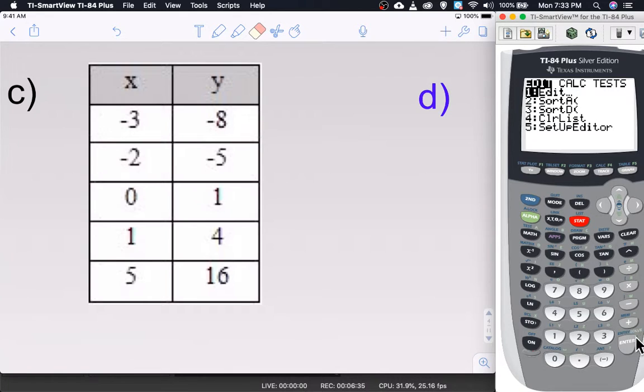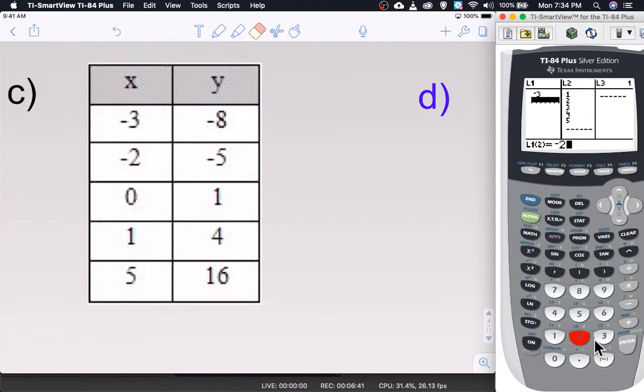And now if I go back in here, oh man, whatever. I'll fix it. So -3, boom. -2, boom. 0, 1, 5. -8 should work. There we go. -5, 1, 4, 16. This is one of the benefits of having a graphing calculator.